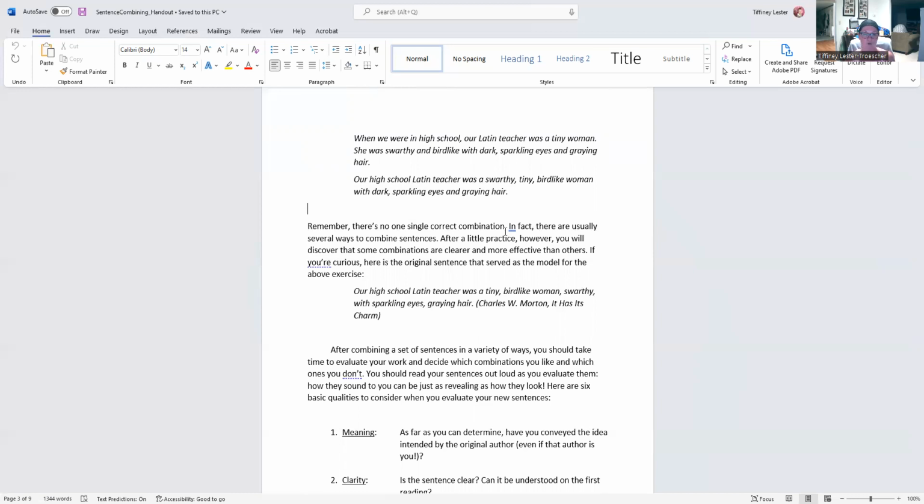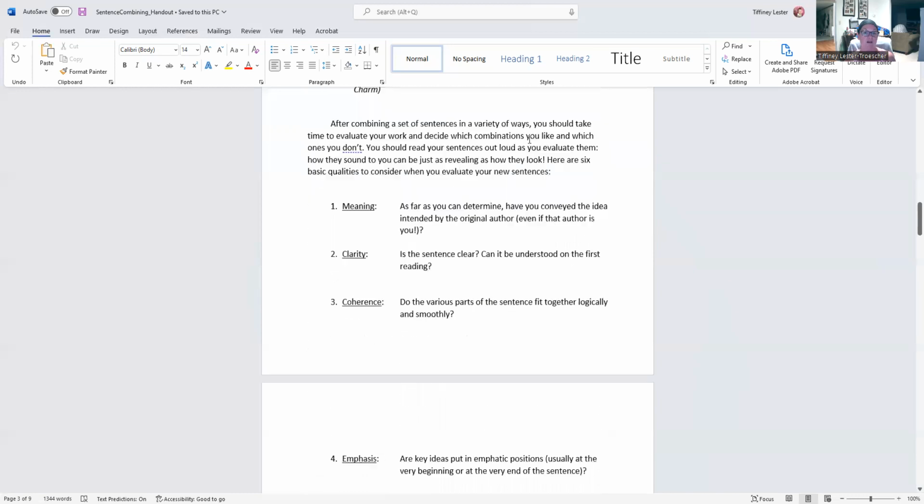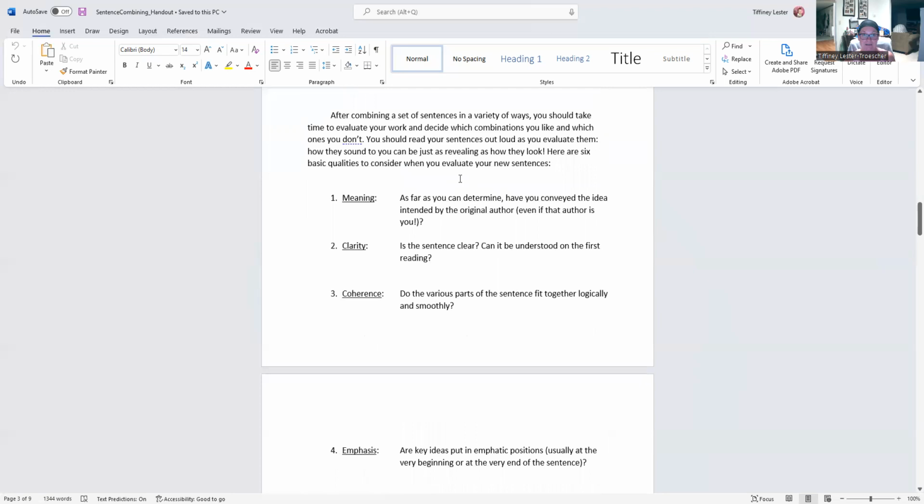When you go to do that, you want to keep a few things in mind. Obviously, you want to make sure that the meaning is still correct. Whatever meaning the original set of sentences indicated, that still has to come across clearly in the single sentence that you have now created.